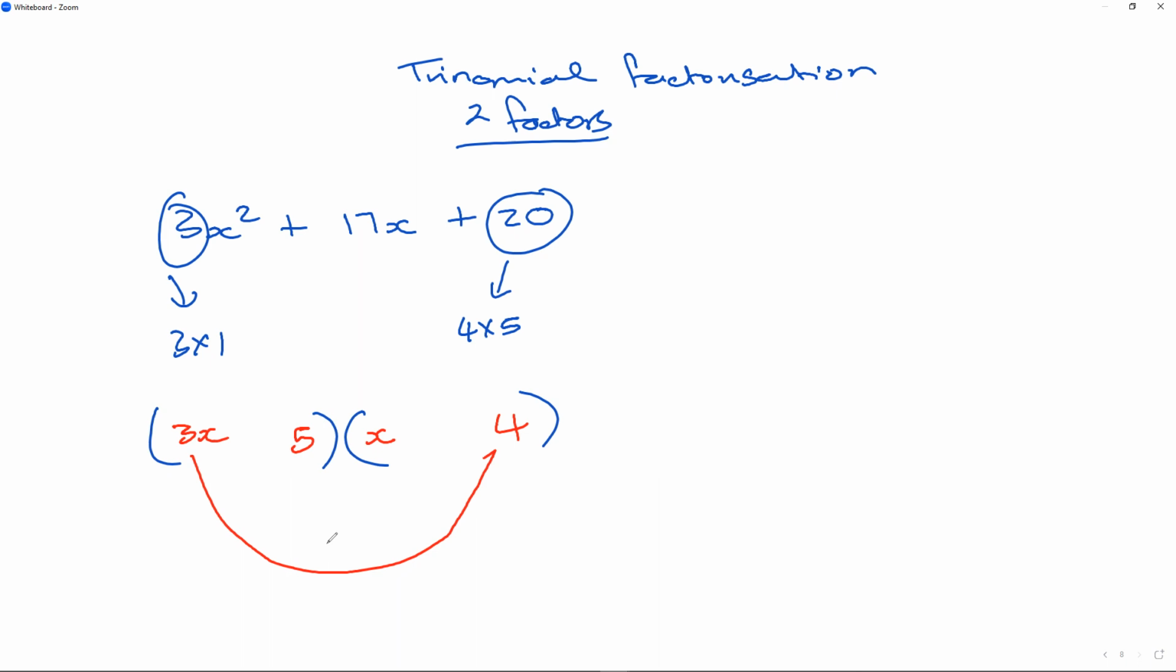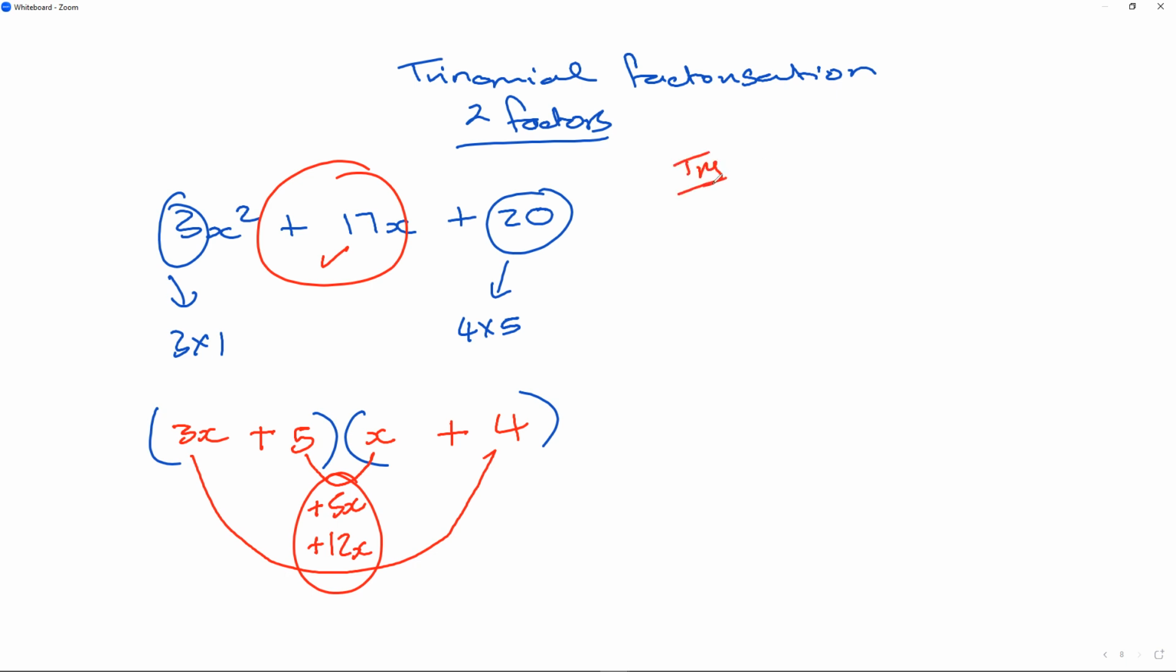3 times 4 becomes 12x. 5 times x becomes 5x. And there we go. 17 comes up from there. So all I need to do now is put a plus here and a plus here, because that'll give me plus and plus to get me plus. Alright. Let me do another one before we try one.